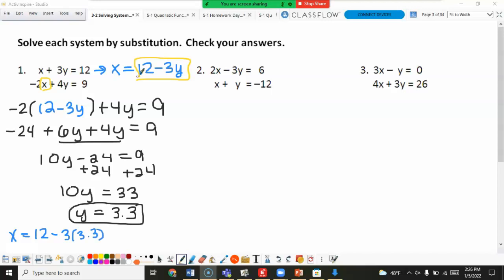And then once you get one of your variables' numerical answer, so in this case, y equals 3.3 is my numerical answer, I'm going to take that 3.3, plug it back in, and solve for x. So now you have 12 minus 9.9, which is 2.1. So what that means is if I were to have graphed these two lines, they would have intersected at 2.1, 3.3.